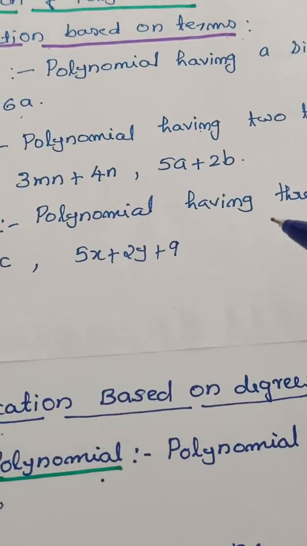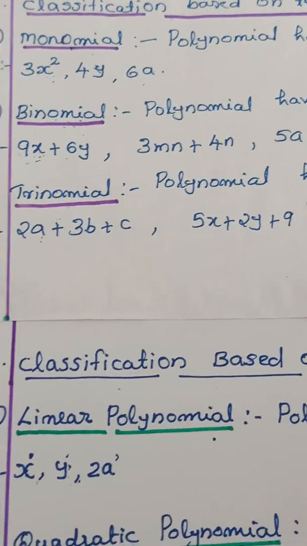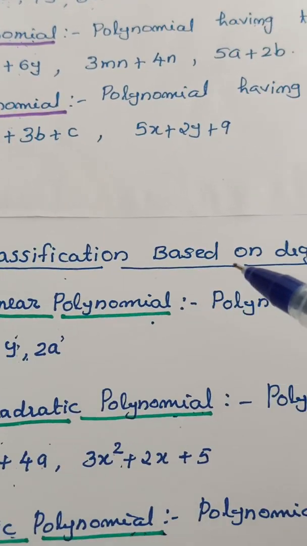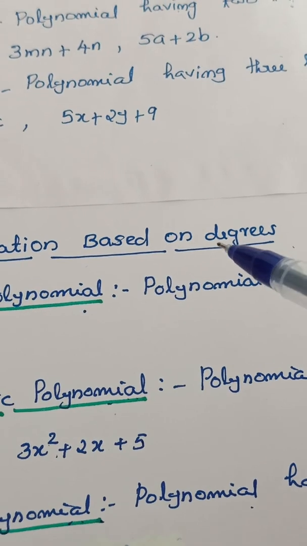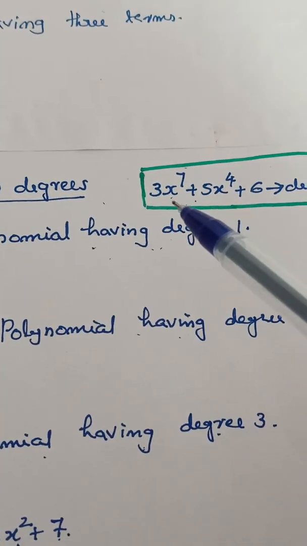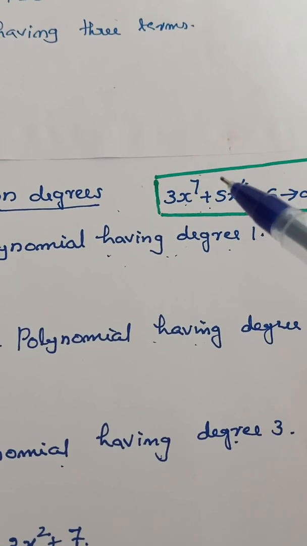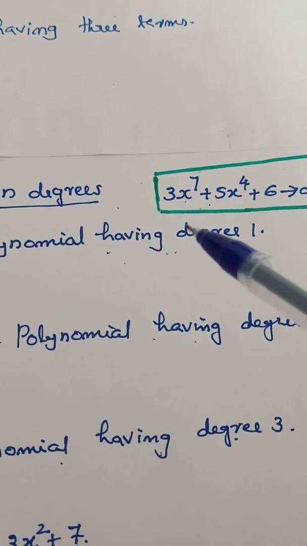Trinomial, polynomial having three terms. 2a plus 3b plus c, 5x plus 2y plus 9. Next, classification based on degrees. What is the meaning of degree? For example, 3x raised to 7 plus 5x raised to 4 plus 6. What is the degree of this polynomial?